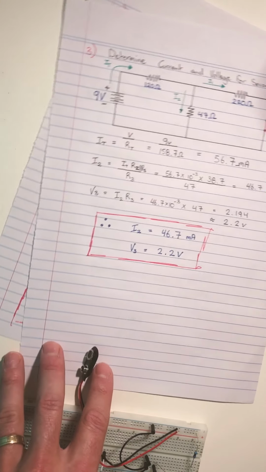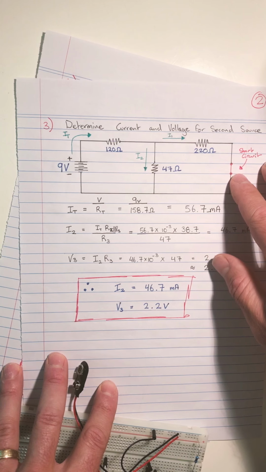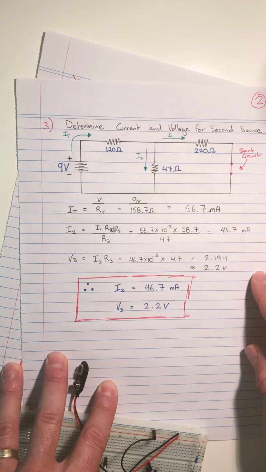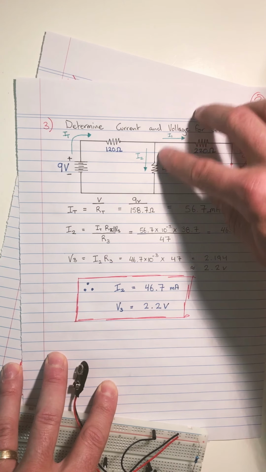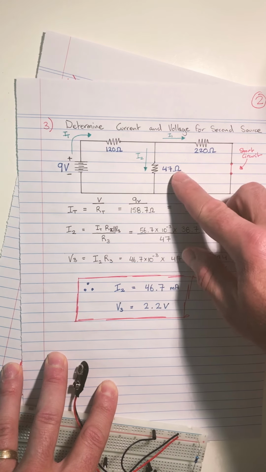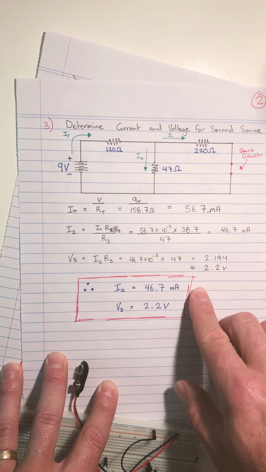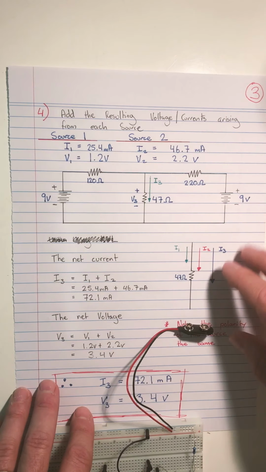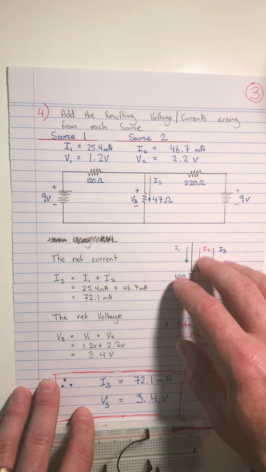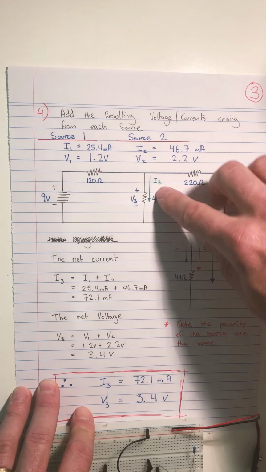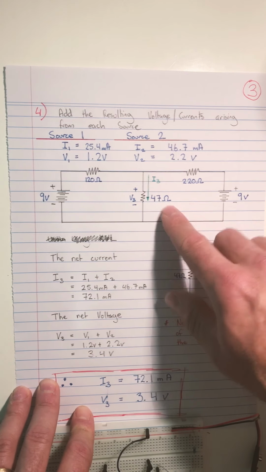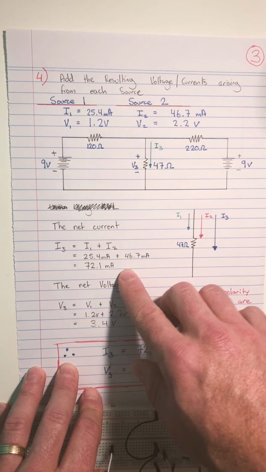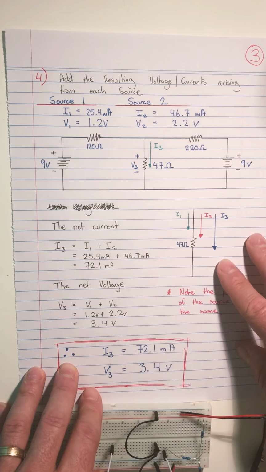So applying this to our second source, again I've applied my short circuit, I've used Ohm's law and the current divider rule, and then I've calculated the current and the voltage drop across my 47 ohm resistor to be 46.7 milliamps and 2.2 volts. So with this data we're going to apply it back into our original circuit, and we can actually calculate the net current and the net voltage of I3 and the voltage drop across our 47 ohm resistor. And this was actually calculated to be 72.1 milliamps and 3.4 volts.